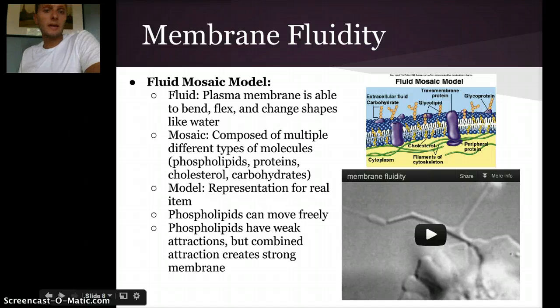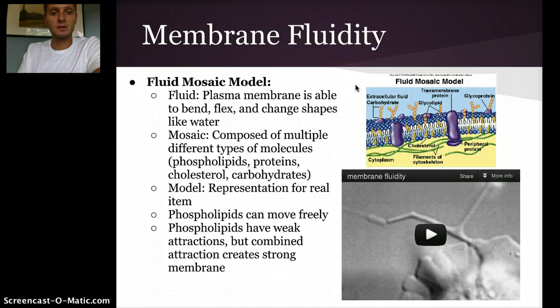So the last portion that we're going to look at is the fluidity of the membrane, or how the membrane can move. And we've previously discussed the fluid mosaic model. Fluid meaning that the plasma membrane is able to bend and flex and it can change its shape, kind of like water. Mosaic meaning that it's composed of multiple different types of molecules: phospholipids, proteins, cholesterols, carbohydrates. And then model meaning that it's a representation of a real item. Phospholipids can move freely and they're able to bend and flex. And this is a nice video that shows or describes how this happens in a real example. This is obviously being viewed under a microscope.